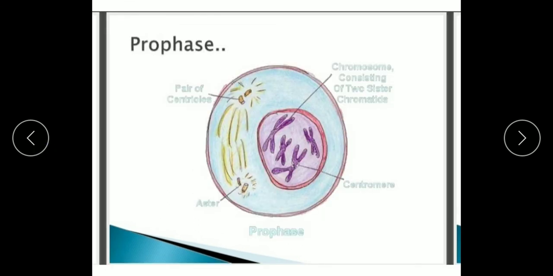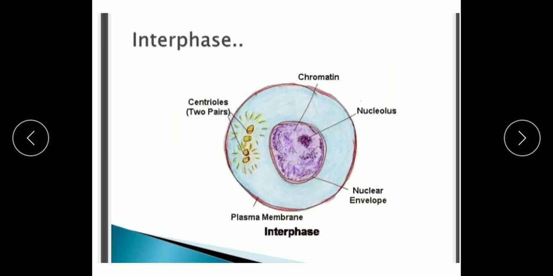Mitotic cell division occurs mainly in five stages: prophase, metaphase, anaphase, telophase and cytokinesis. An overview of today's class: in prophase, the nuclear membrane disappears and the chromosomes, or chromatin reticulum, are highly condensed. In metaphase, the chromosomes are arranged in the middle portion, the metaphase plate of the cell, and attached to the spindle from the opposite poles of the cell.